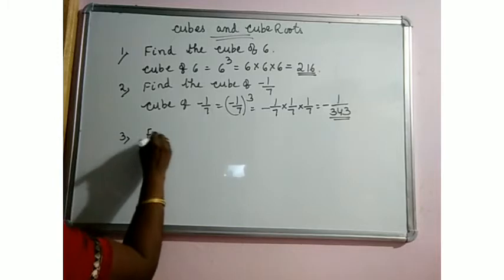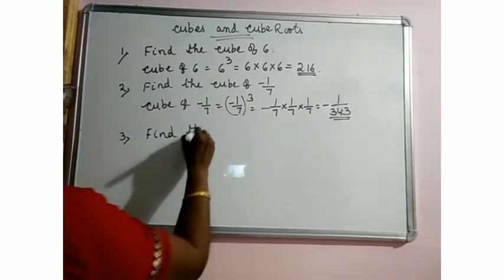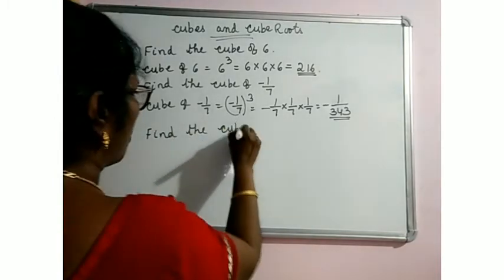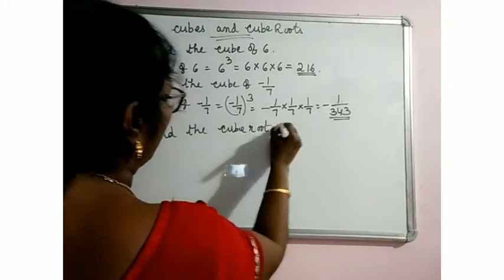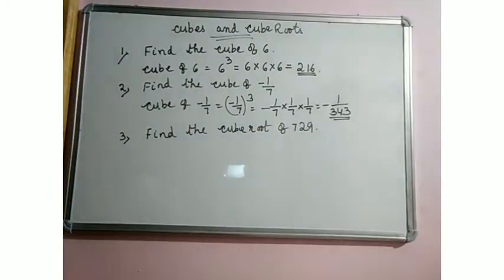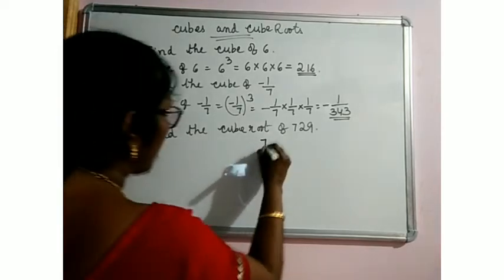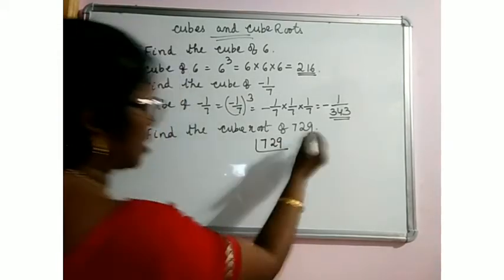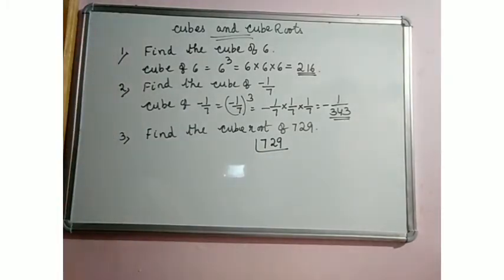Now let me show how to find the cube root. Find the cube root of 729. Already I have explained to you, if you want to find the cube root of a number, you have to find the prime factors, that is the prime factorization method. Find the prime factors of the given number and find the cube root. So let me find the prime factors of 729.